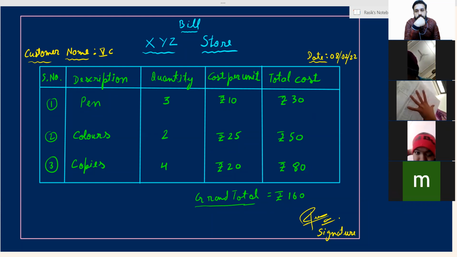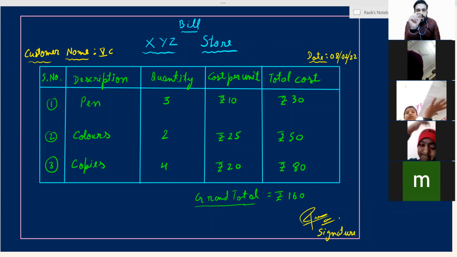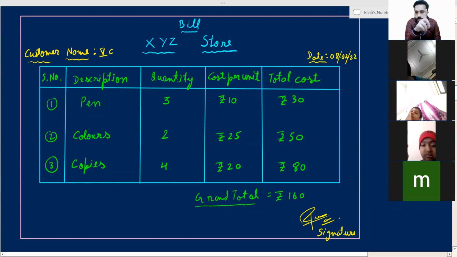Wait a minute. Listen. I will tell you what to do and how to do it. First of all, listen to me very carefully. You will draw these tables and boxes, everything, using a pencil and a scale. Have you noted this point? Use pencil and a scale to draw. Second thing, draw the table afterwards, not in the starting. When you have entered all the information, first write all the information and then draw the table in the end. That will be better. Are you getting my point? Understood how to do it, everyone?